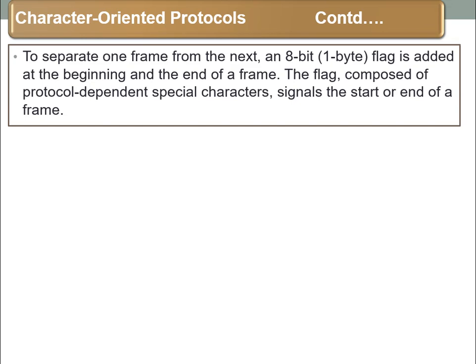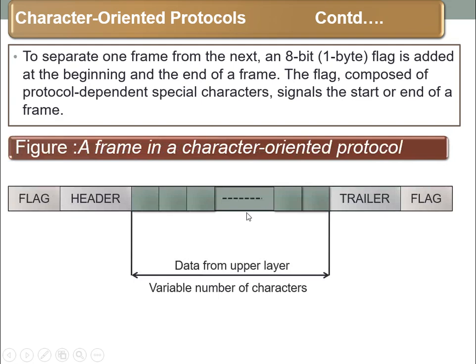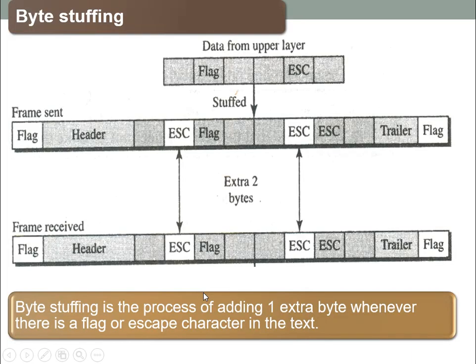The flag is composed of protocol-dependent special characters that signal the start or end of the frame. That is character stuffing. What is character-oriented framing? Here we have the same fields we saw in bit stuffing: the flag, header, data field, trailer, and again the flag. The data is what has been received from the upper layer, the network layer. Now we will see how byte stuffing, or character-oriented stuffing, is done.